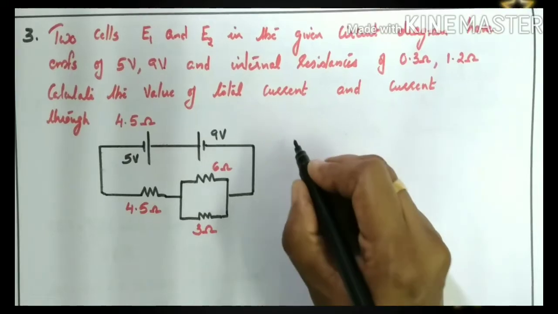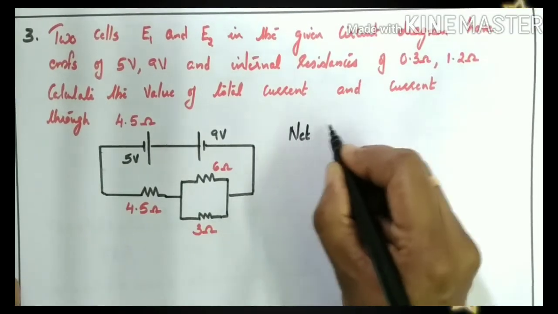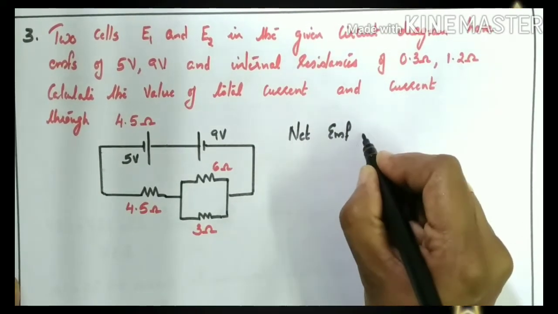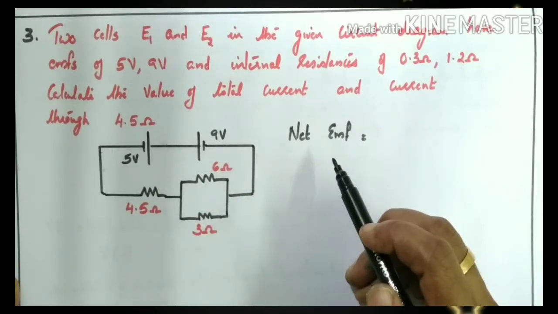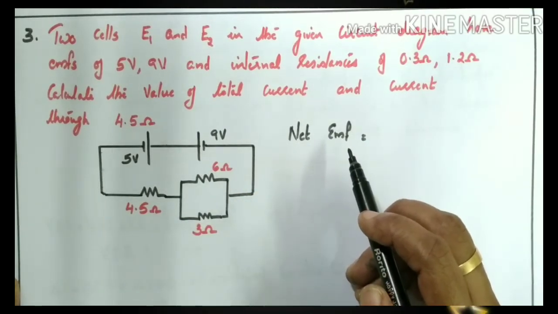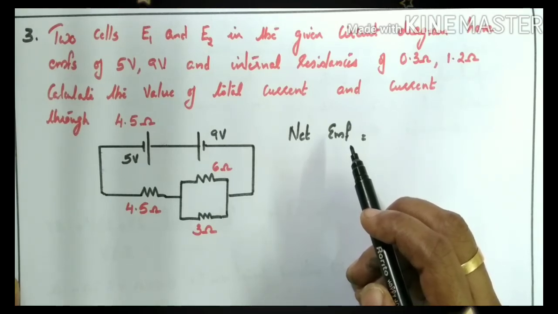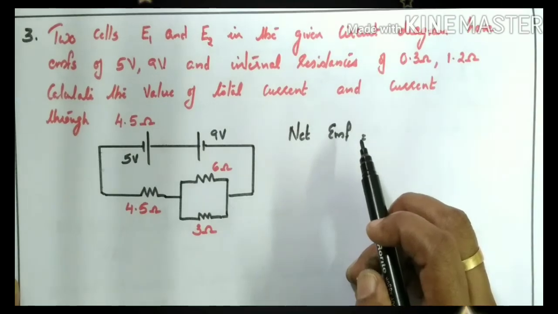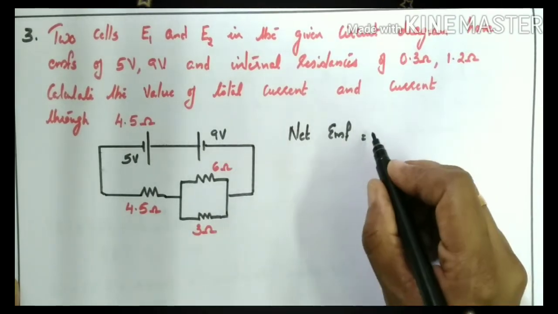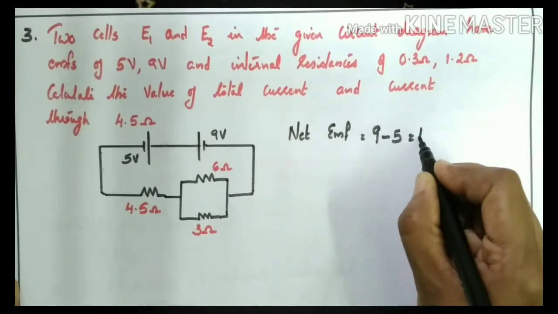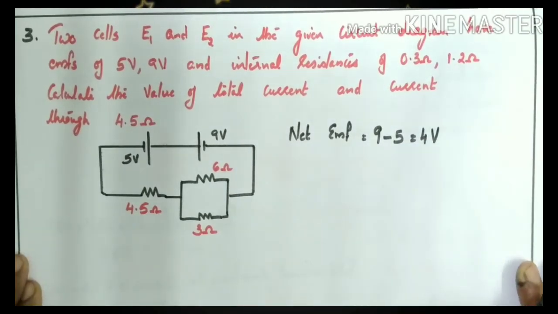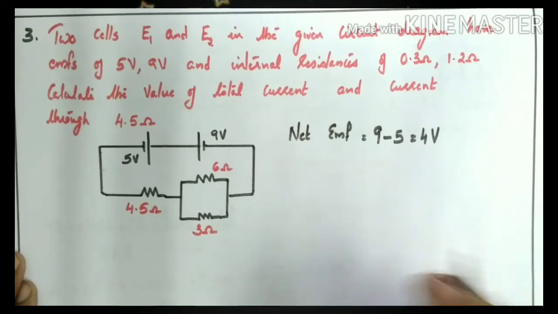So in this case, what is the net EMF? Two positives are connected together. So net EMF is E1 minus E2. If E1 is greater than E2, then we can write E1 minus E2, higher value minus lower value. So here 9 volt is greater, therefore net EMF can be written as 9 minus 5, 4 volt. So net EMF is equal to 9 minus 5 is equal to 4 volt.